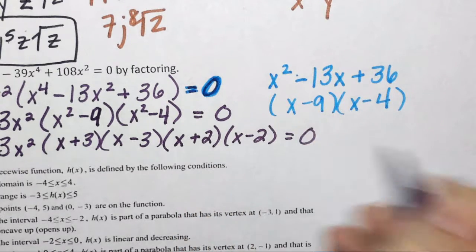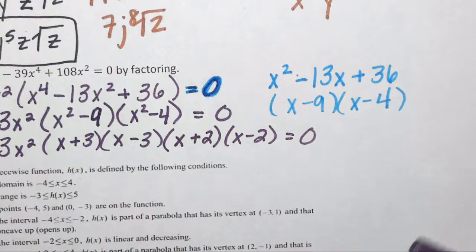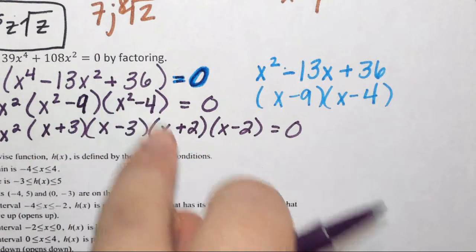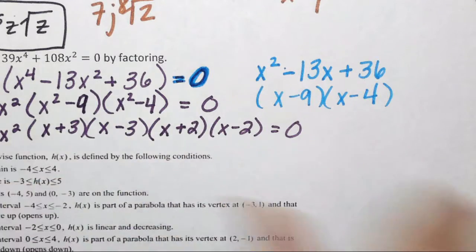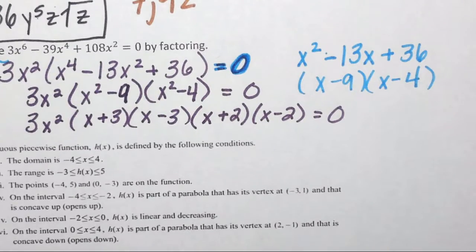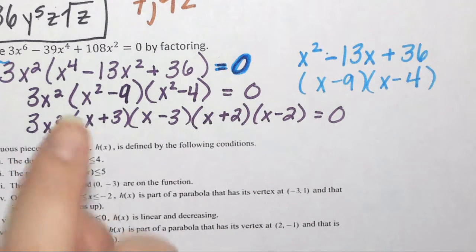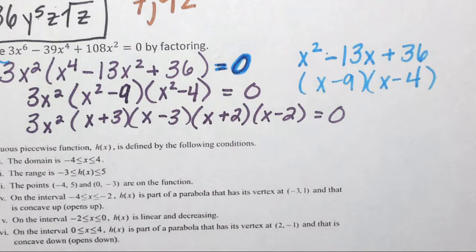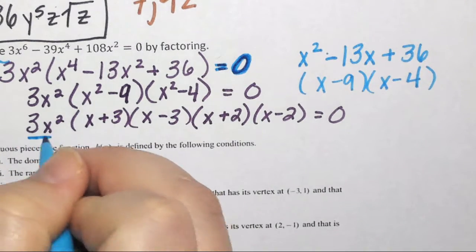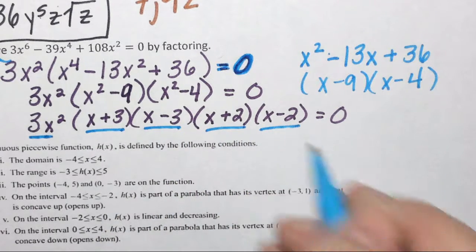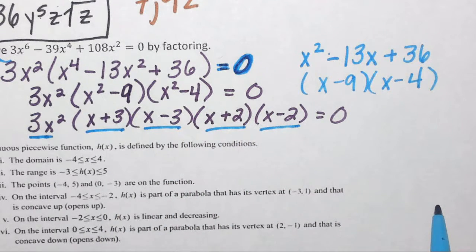Okay, so we've got this really long thing. We broke up the x squared minus 9 into these two. We broke up the x squared minus 4 into these two. We still have that 3x squared on the outside. And sadly, we still have that equals 0 part. So we've got a little left to do. We need to set each of these terms equal to 0. So we have to set 3x squared equals 0, x plus 3 equal to 0, x minus 3, x plus 2, or x minus 2. We've got to set them all equal to 0 and solve.